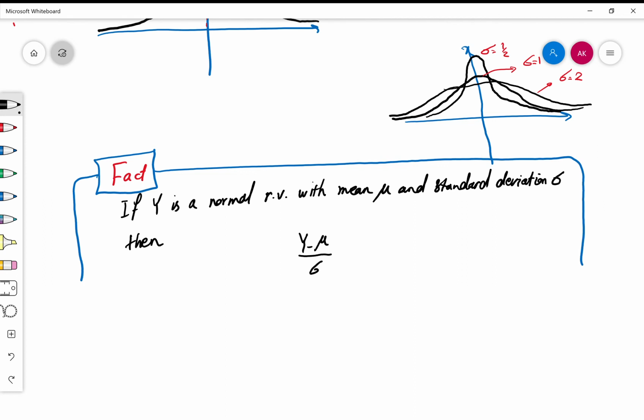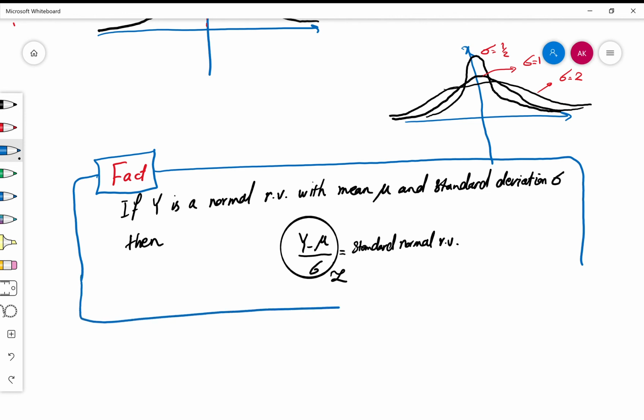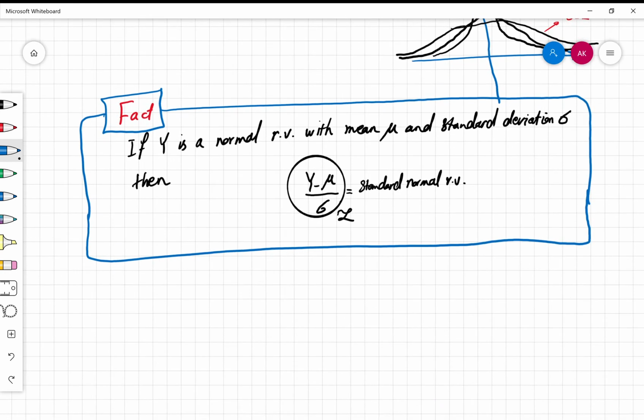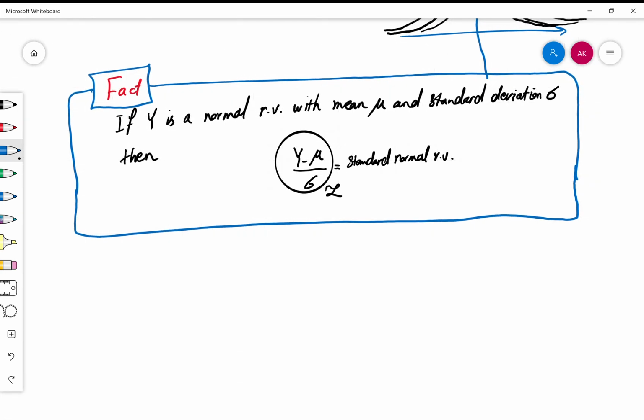So mu and sigma are two numbers. So (Y minus mu) over sigma, you do that. If you do it, this is going to be the standard normal random variable. In other words, wherever you see this, take it out and replace it by Z. This is equal to Z. This shows how we can turn just a normal random variable into a standard normal random variable.